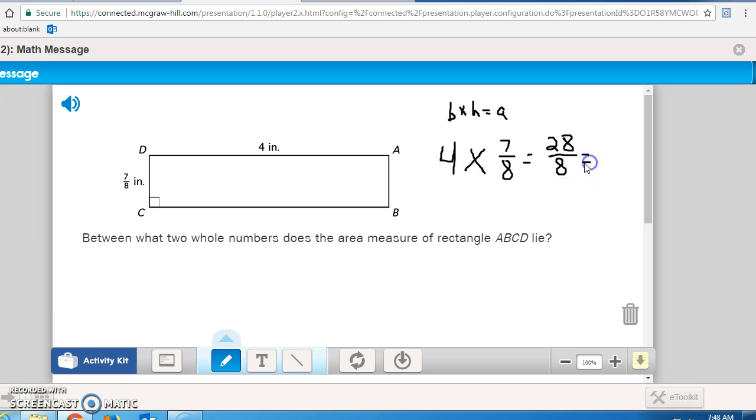Now I want to switch that to a mixed number, so 28 divided by 8 goes 3 times. That gives me 24, and 28 minus 24 is 4. So 3 and 4/8. So between what two whole numbers does my answer lie? It lies between 3 and 4. Because if it was on a number line, and this was the number 3, and this is the number 4, 3 and 4/8 would be equivalent to 3 1/2. That's where this would go on that number line.